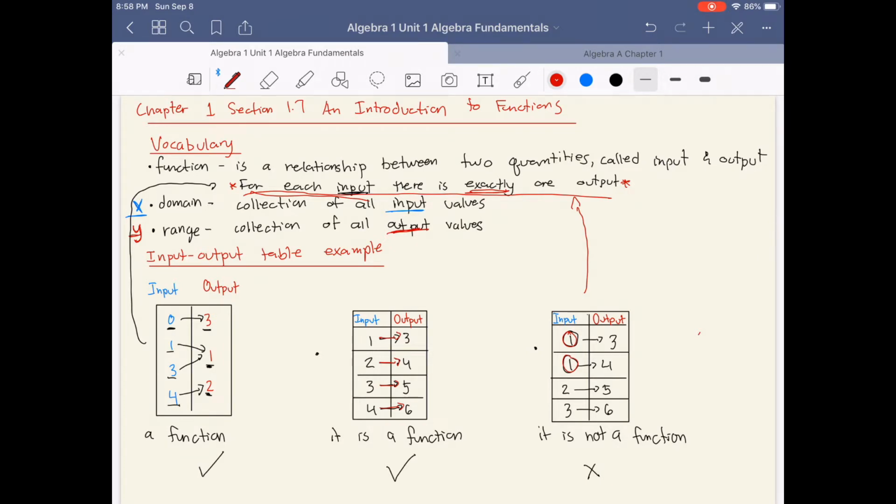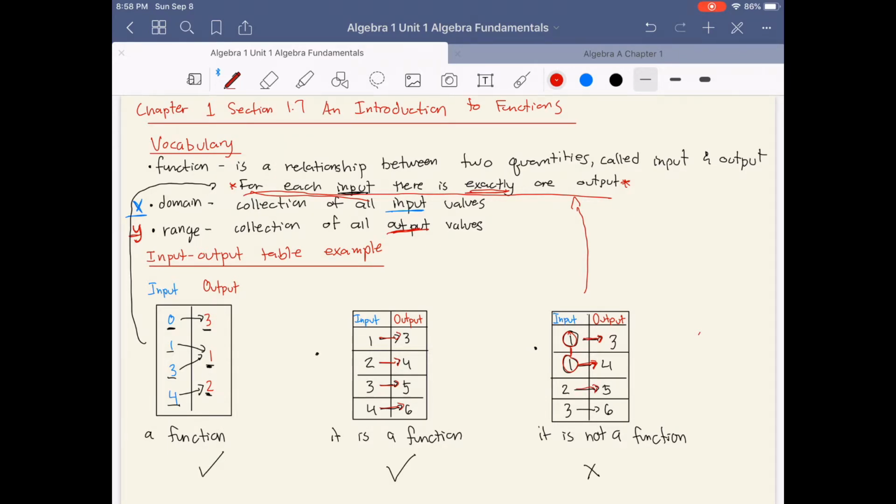But now look at this. 1 goes to 3, right? That is one input to one output, but 1 also goes to 4. So it violates saying that for these same inputs, you're getting 2 different outputs, which is wrong because 1 should only have one output. Does that make sense?